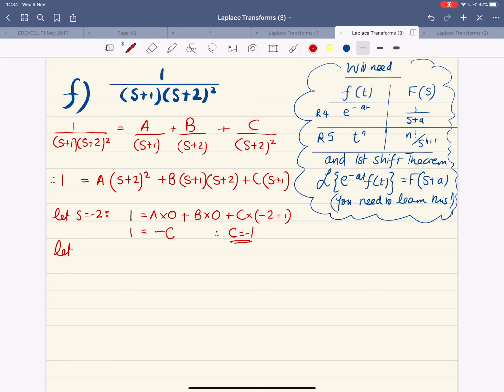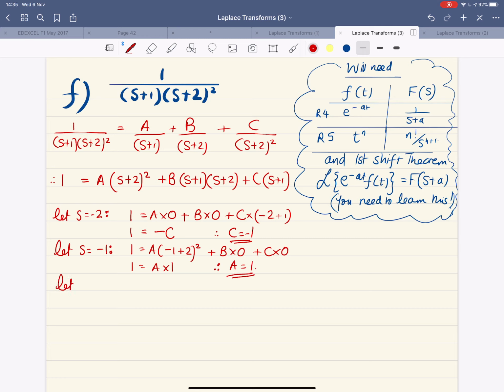The next one, let s is minus 1. The reason I'm picking these, I picked minus 2 to make this bracket 0. I picked minus 1 to make this bracket 0. So then we have 1 is A times minus 1 plus 2 squared plus B times nothing plus C times nothing. So therefore 1 is A times 1. So therefore A is 1.